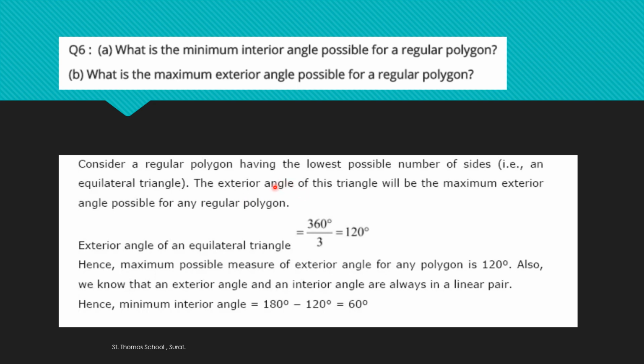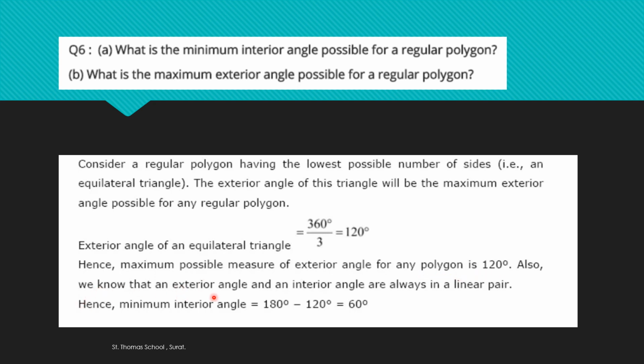And what is the sum of the measures of the exterior angles of any polygon? That is 360 degrees. So the exterior angle of an equilateral triangle is equal to 360 divided by 3. This is the total measure of the exterior angles divided by the number of exterior angles. There are 3 exterior angles. So 360 by 3, that is 120 degrees. It's clear? So this is the second part. The maximum exterior angle possible for a regular polygon is 120 degrees. Hence, the maximum possible measure of an exterior angle for any polygon is 120 degrees.